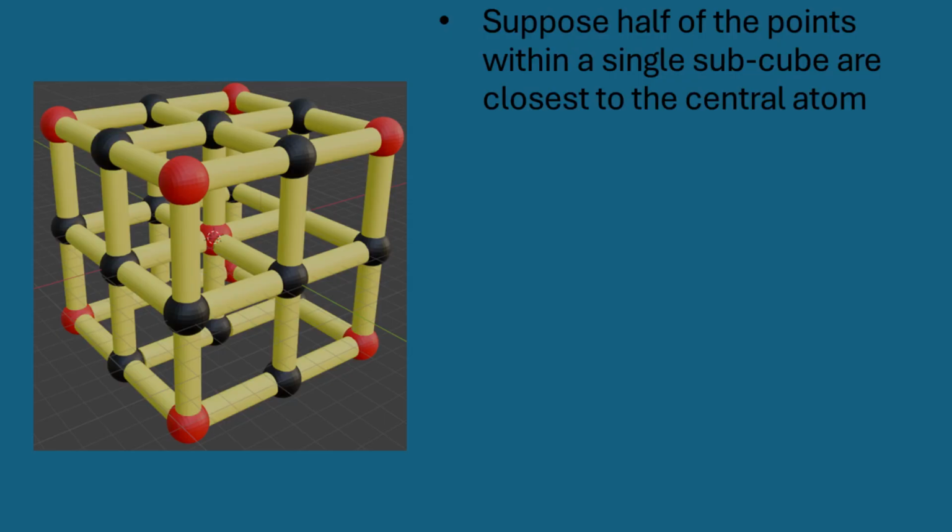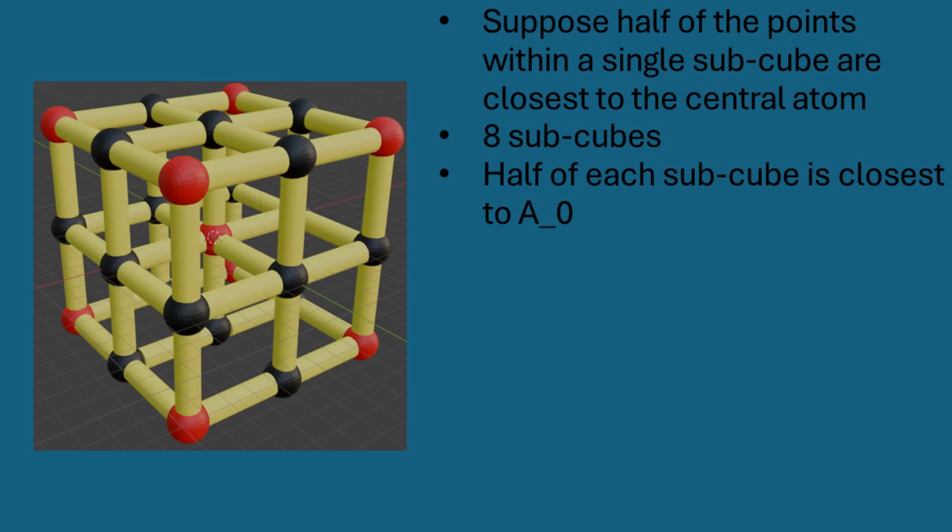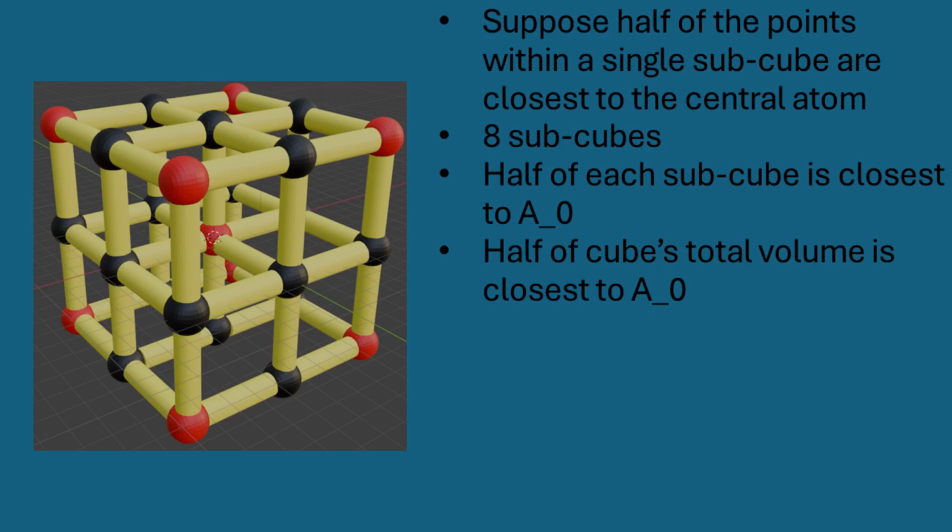So for now, I'm going to take the approach that others took online and just simply assume that half of the points within this cube are closest to the central atom and half are closest to the corner atom. So with this assumption, we can extend this finding to the other subcubes, allowing us to conclude that the volume of the cube that contains points that are closest to the central atom is equal to half of the cube's total volume. In other words, b equals a cubed divided by 2, using the notation from earlier. And this is the value that we found in the first solution.